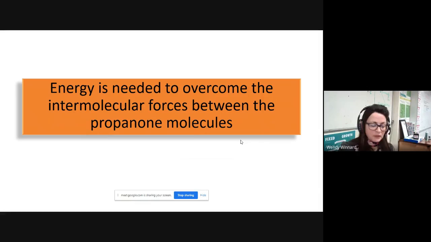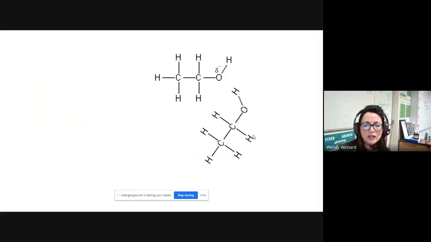If you're ever asked to explain why one substance has a higher boiling point than something else, you would say more energy is needed to overcome the intermolecular forces or the forces of attraction. So that's for breaking anything, for breaking any electrostatic attraction. Energy is needed to overcome it. So let's now go and look at our ethanol molecules.